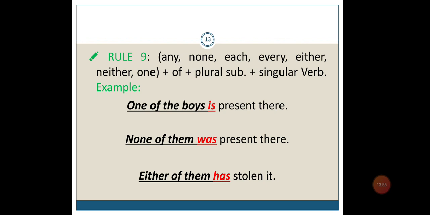None of them was present there. That means no one of them. Either of them has stolen it. That means one of the two, not both, has stolen it.